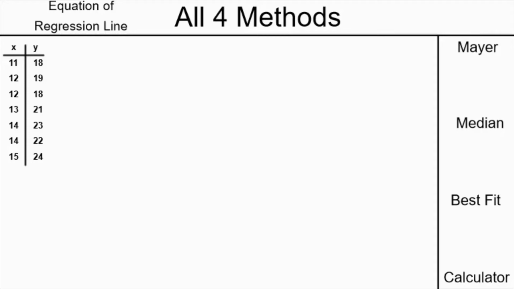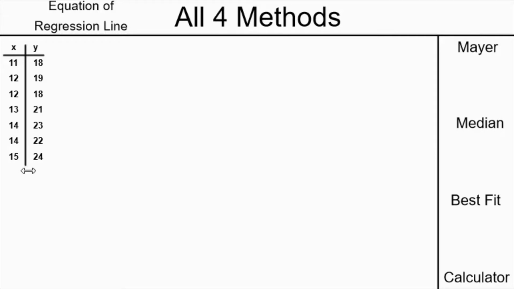But we also get smaller questions where we're told to use a certain method. The student needs to know how to do all 4 methods. The 4 methods are the Meyer line method, the median method, the line of best fit, and the calculator. I'm going to do all 4 methods with the same set of data, starting with the Meyer line.